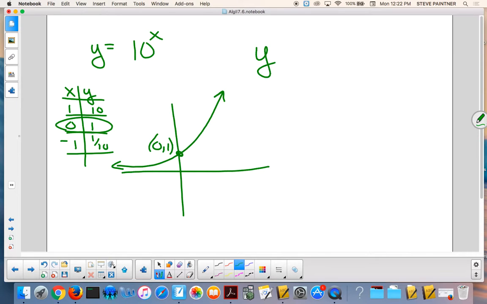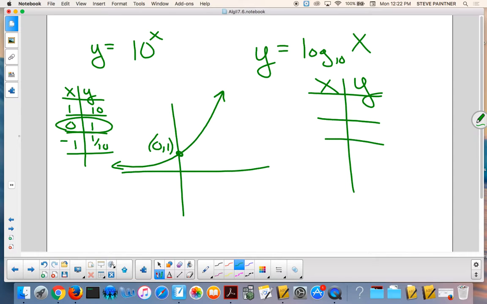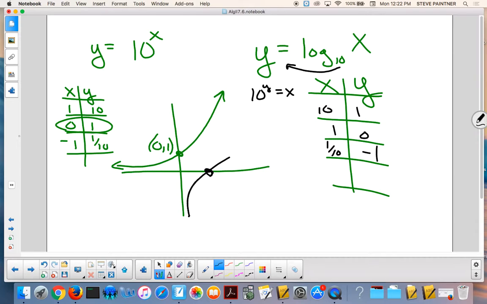Now let's do a log equation base 10. Remember how we did this? We switched it over to exponential, 10 to the y equals x, and then we put numbers in for y. All of these answers just switch around: 10, 1, 1, 0, and 1/10, -1. When you graph it, here's what you get. Something like that.